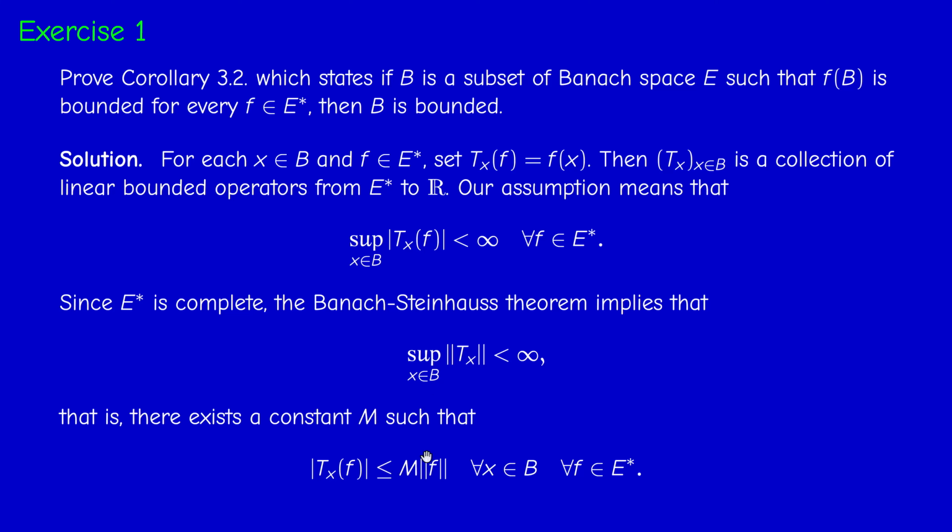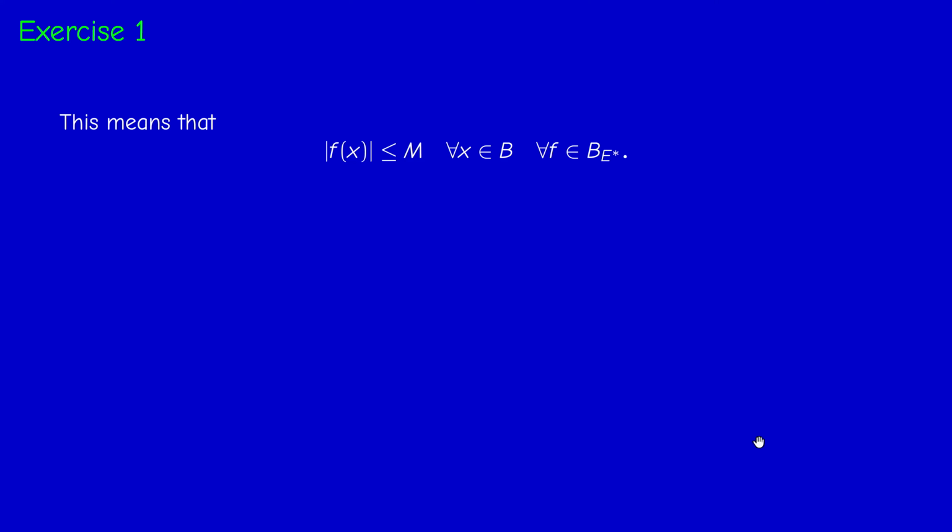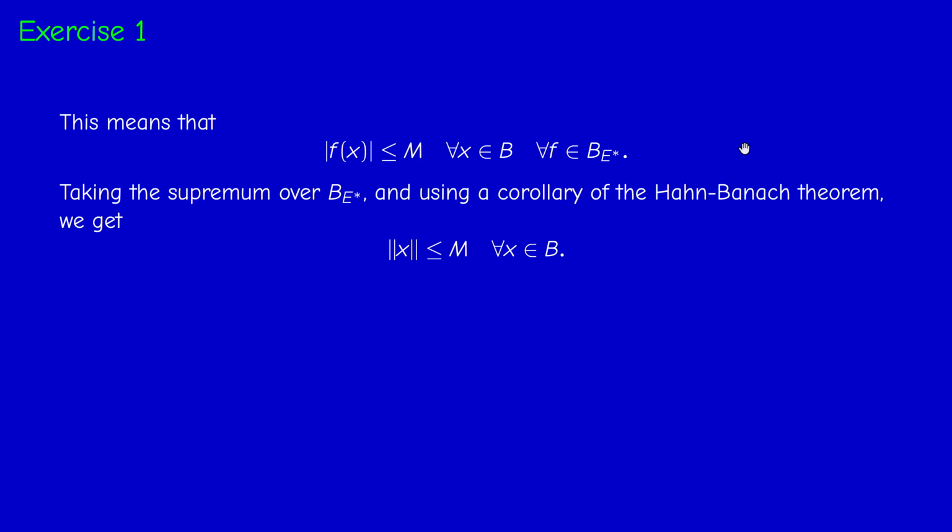And so if f is in the unit ball of E star, then this is less than M, right? So this means that f of x in absolute value is less than a constant M for every x in B and for every f in the closed unit ball of E star. So if I take the supremum of this quantity over the unit ball of E star, I get what? By a corollary of the Hahn-Banach theorem, this is just the norm of x. So I get norm of x is less than M for every x in B. So this means that B is contained in the closed ball of center 0 and radius M. Okay, so this means that B is bounded.